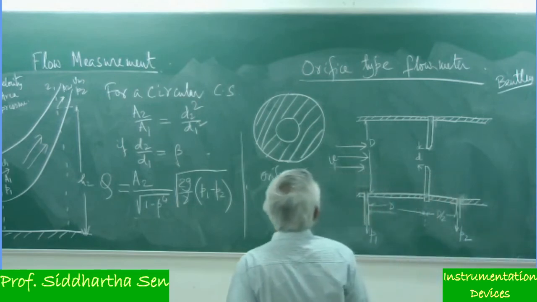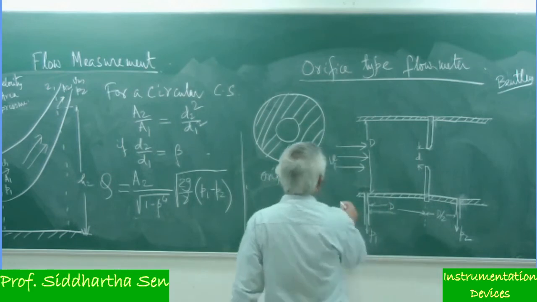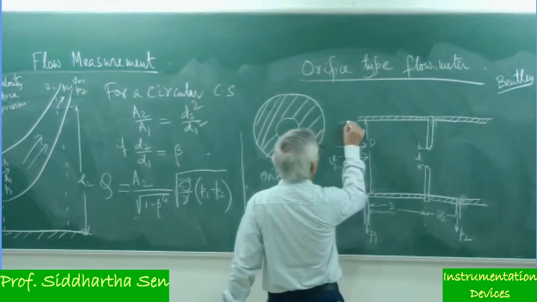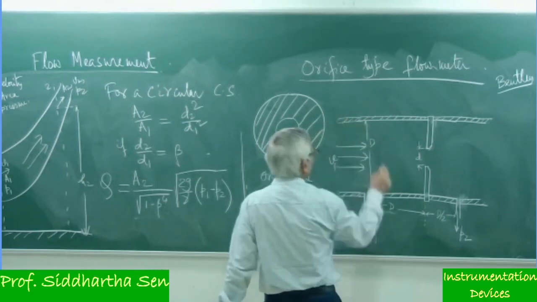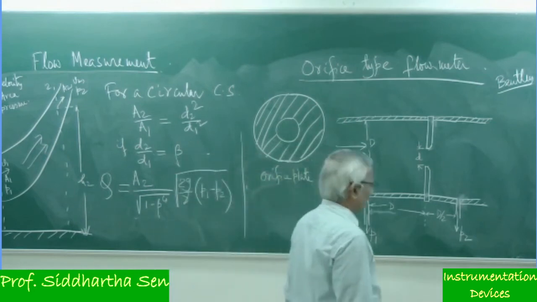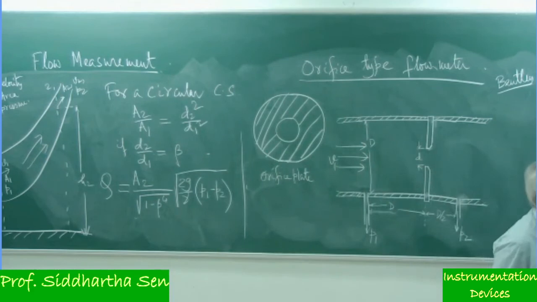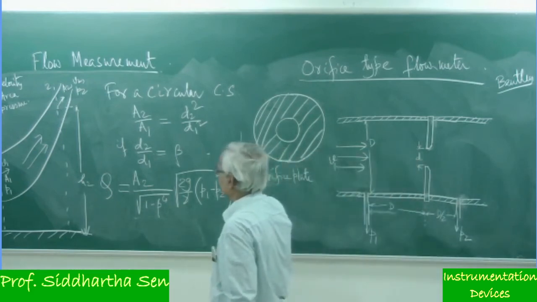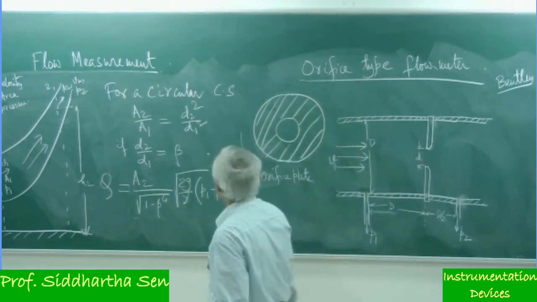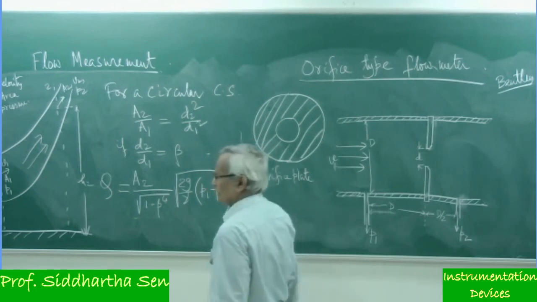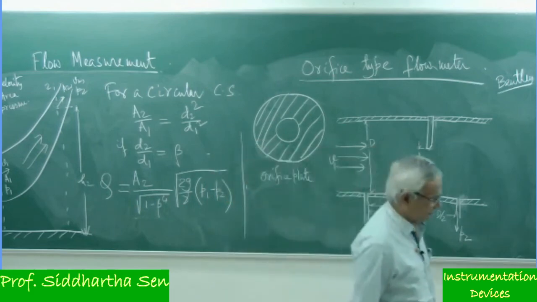So this is what we call an orifice type flow meter, which looks quite simple and is very popular because of its low cost. But you must be careful that the pipeline has to be horizontal. Otherwise, you need to put in some more factors because of H1 and H2. But for the sake of simplicity, I am not considering this.